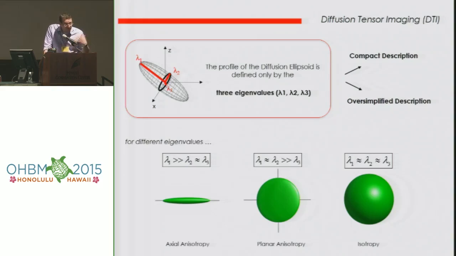But at the same time, this is also an oversimplified description, because what is not included in these numbers is lost. So even if we have crossing or more complex information in our data, as soon as we fit the tensor, we put everything in three numbers in terms of shape. Now you also have three eigenvectors about direction, but the shape of the diffusion tensor is only given by three numbers.